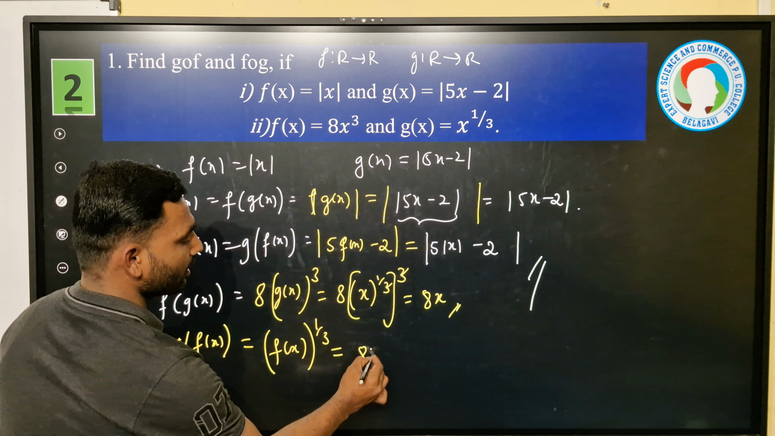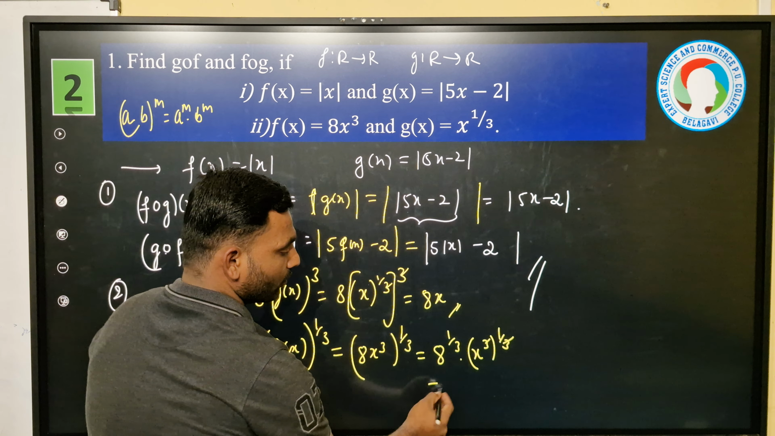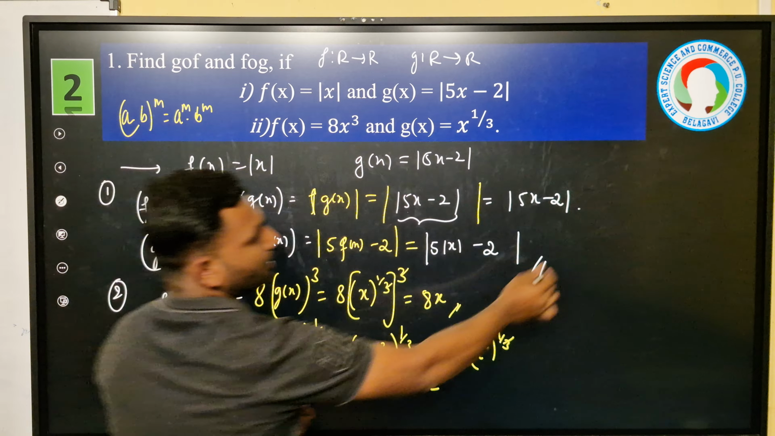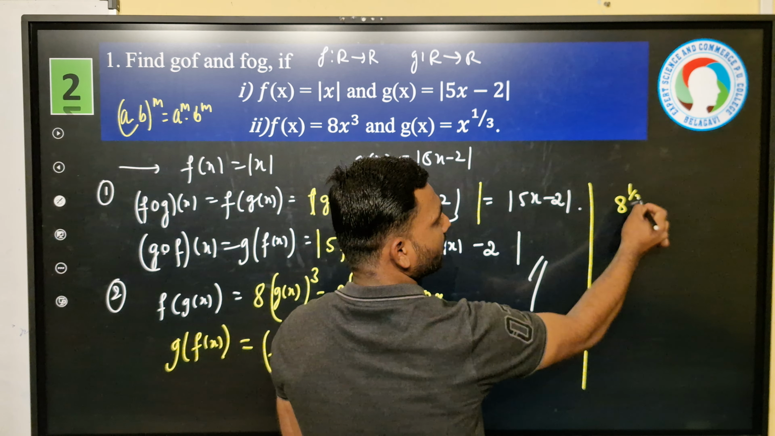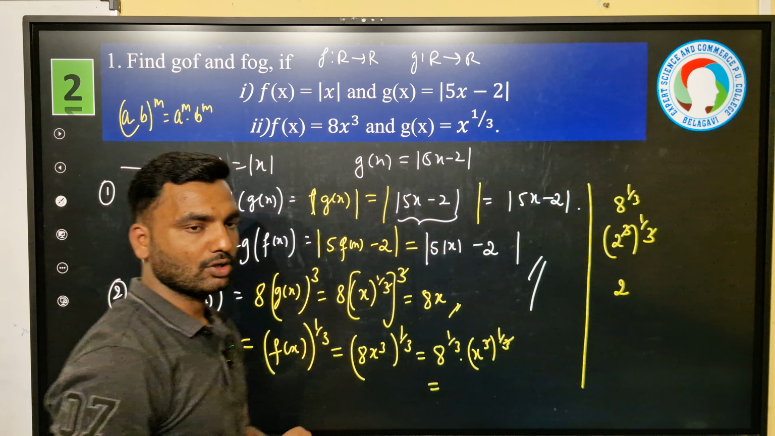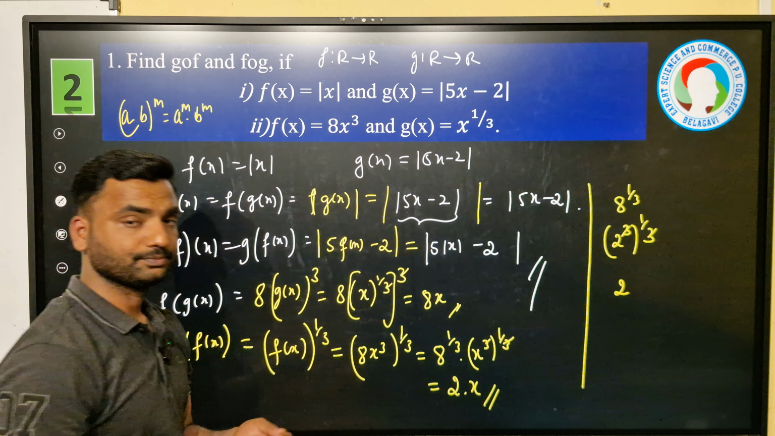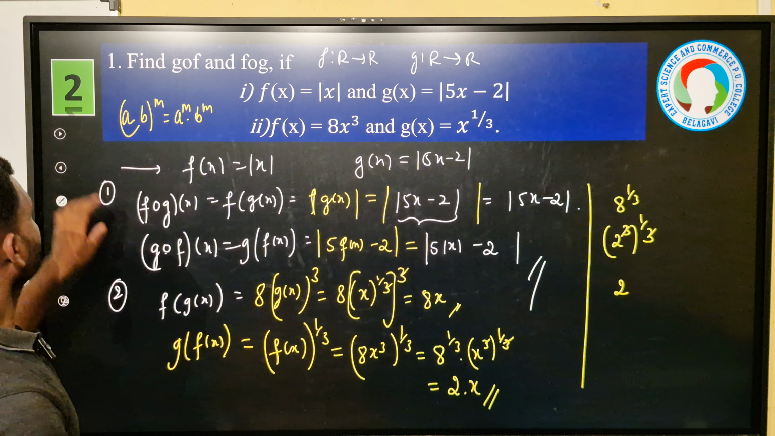You know the law of indices: if a into b to the power m is there, then a to the power m into b to the power m. Then it is nothing but 8 to the power 1 by 3 into x cube to the power 1 by 3. So this will cancel. So what is 8 to the power 1 by 3? That is nothing but the cube root of 8. You can write this as 2 cube to the power 1 by 3. Then the cube root of 8 is only 2. Then this is 2, then this is x, 2x. So this is your solution.